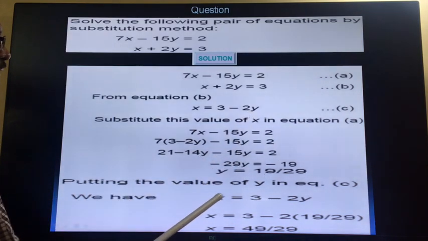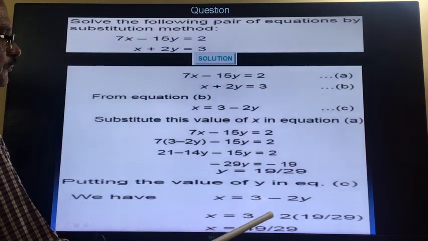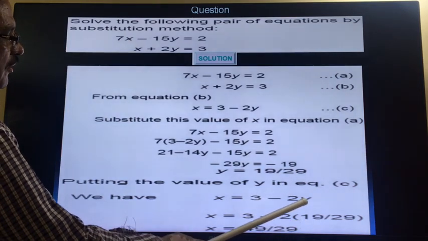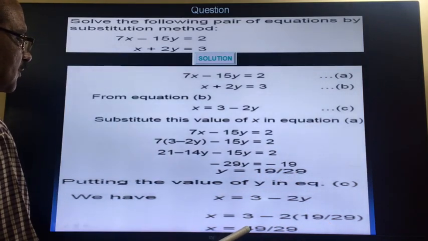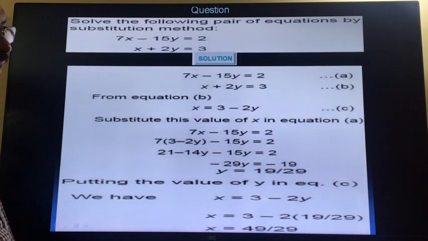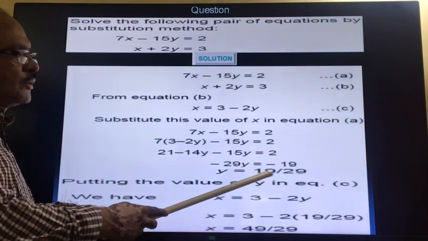Now to get the value of x, we will put this value of y in equation number C. So x is equal to 3 minus 2y, x is equal to 3 minus 2, in the bracket in place of y we will write 19 upon 29. So we will get, after simplification, 49 upon 29. So x is equal to 49 upon 29 and y is equal to 19 upon 29.